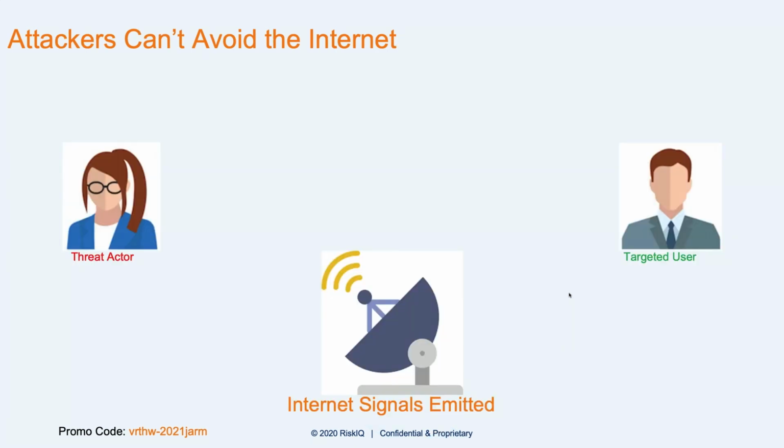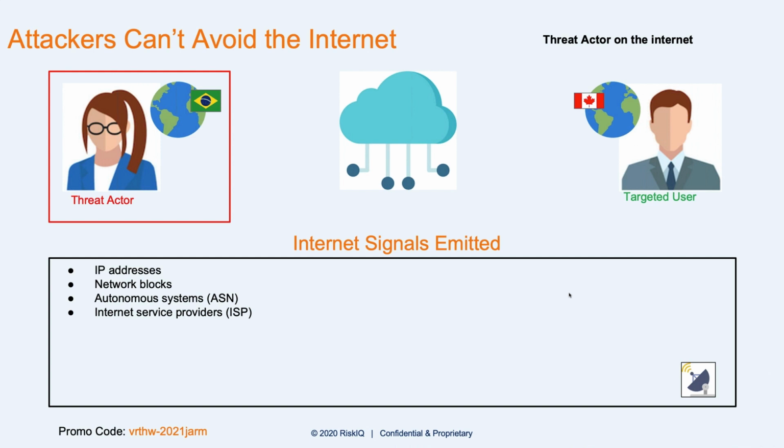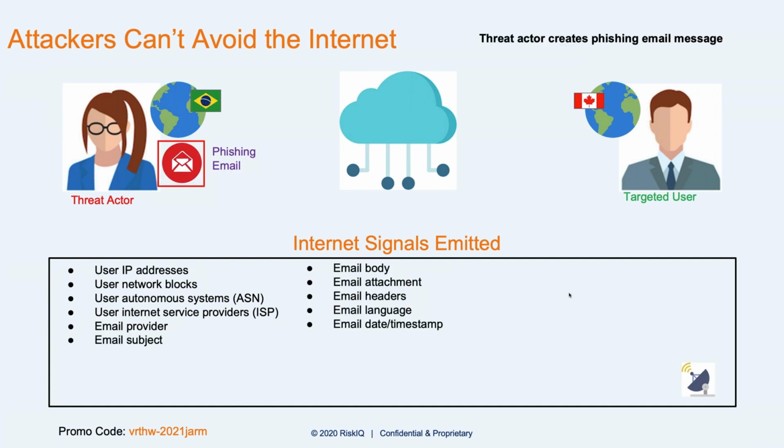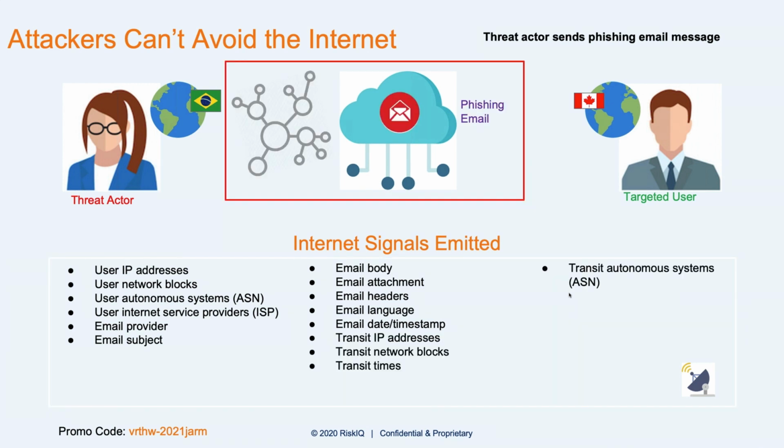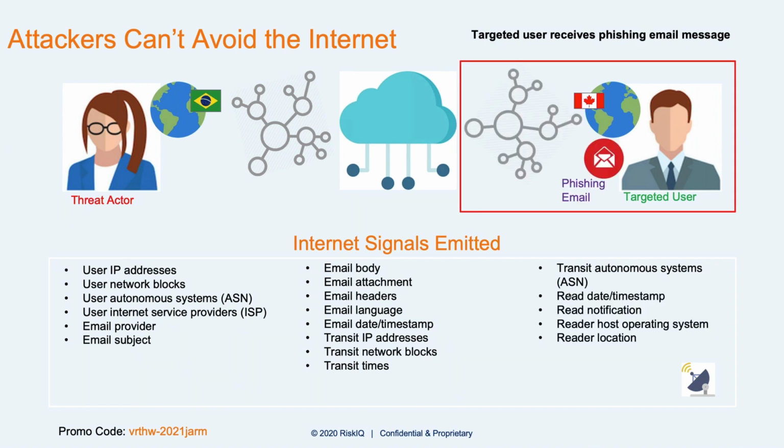So if we look at a threat actor and a target, and we have a threat actor in Brazil, the target's in Canada. From them going on the internet, you know, the IP, the net block, autonomous system, internet service provider. As they create their email, we can see their language, we can see all the information about the date timestamp, so we can know kind of when they're working and what's happening. When they send it, we get all the transit IPs and all the information that's with that. And when it gets to the end user, there might be an HTML email where it phones home so they can fingerprint the machine. All those things are capable of being discovered and seen.